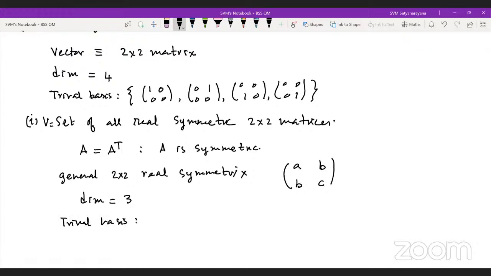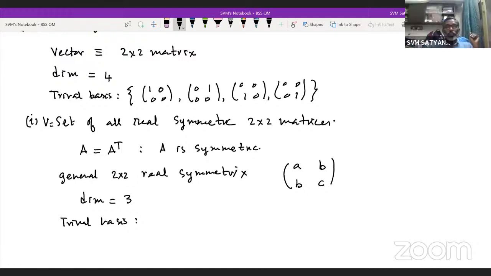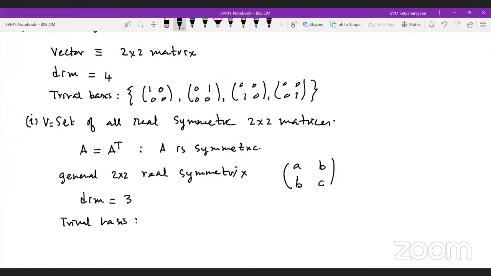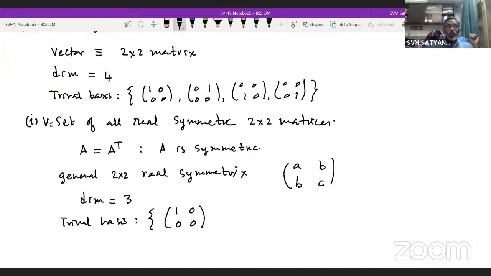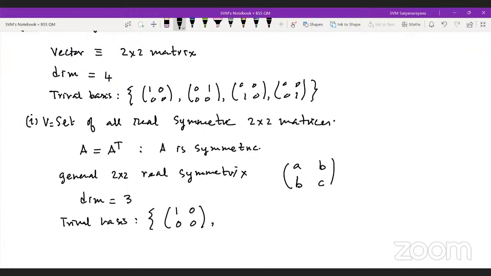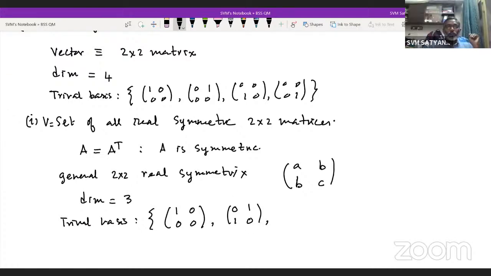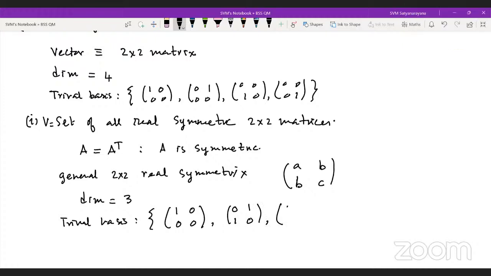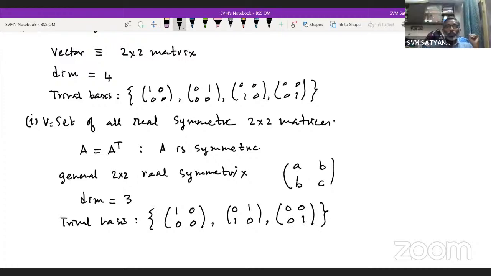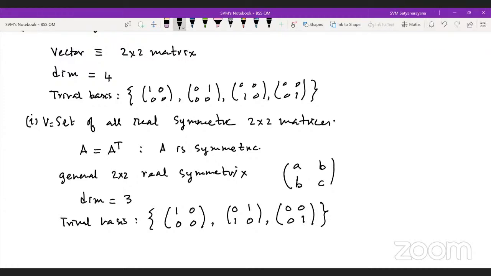Why 4? I require 3 real numbers, right? A, B, C. The basis is 1 0 0 0, then 0 1 1 0, then 0 0 0 1. That's all. So these 3 are the 3 basis matrices.